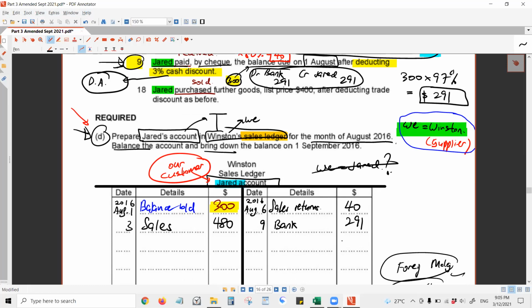Okay, don't forget about the $9. How to get $9? 300 minus 291, the cash discount. Here write discount allowed. Remember earlier we talked about the summary of doing a customer account. Discount allowed appears here. It's the same date, so you don't have to write it.